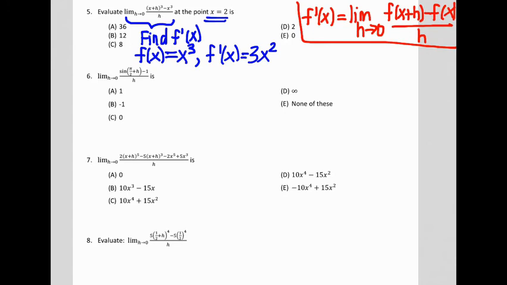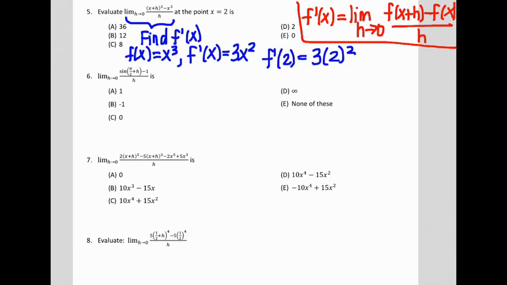Well, they want it at x equals 2, so great, let's plug in 2. So 3 times 2 squared is 12. Choice B. Let's look at number 6.